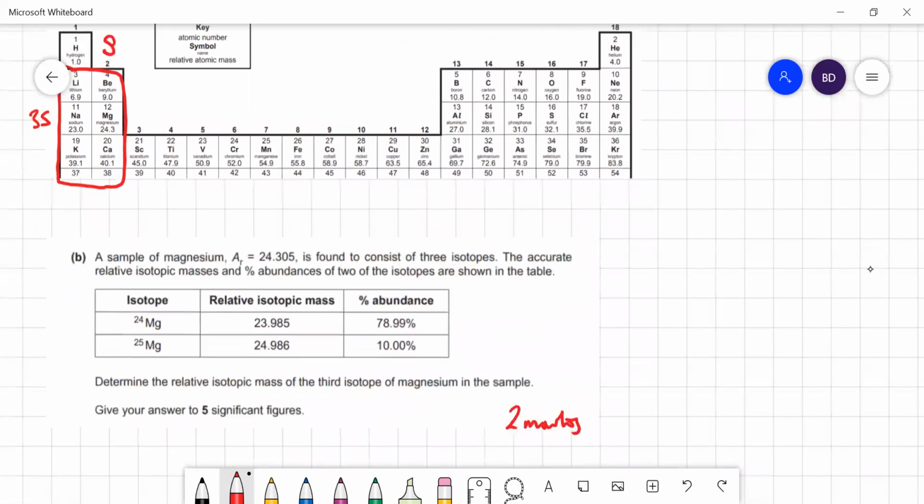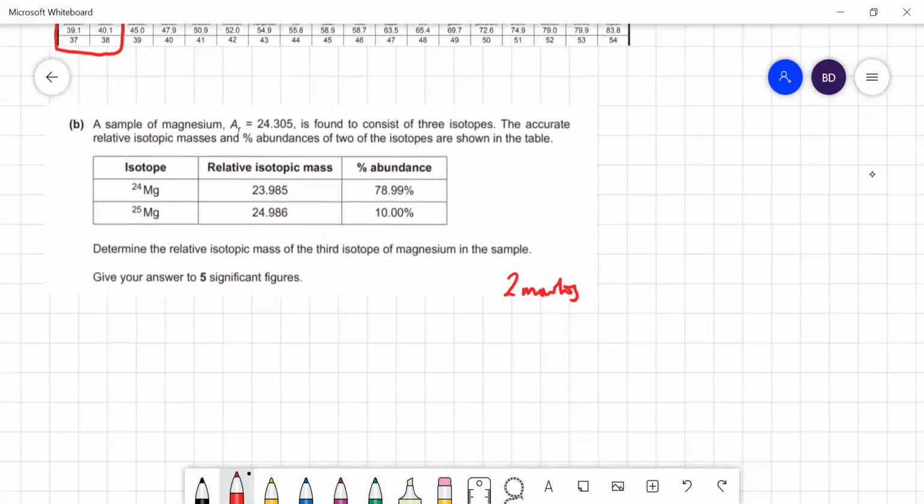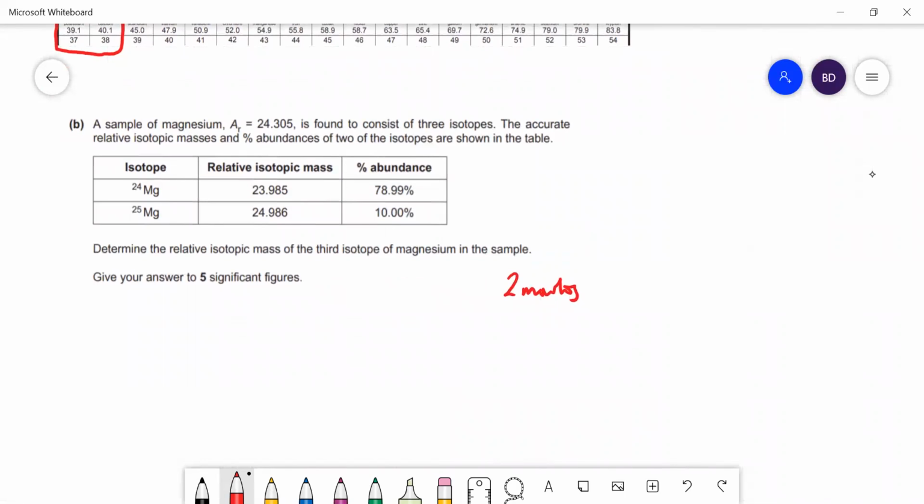Okay, so here is working out relative atomic mass. We're doing it backwards. You've got a sample of magnesium that consists of 3 isotopes, and they've given us 2 here, and you've got to determine the relative isotopic mass of the third one. So first of all, let's call that one X.